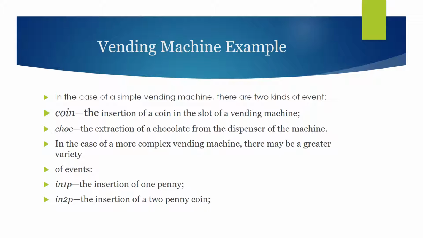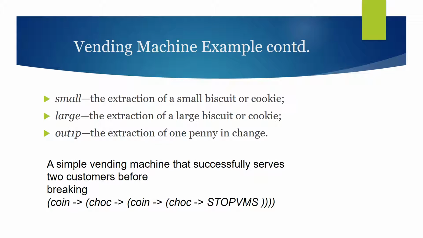In1p, the insertion of 1 penny. In2p, the insertion of 2 penny coins. Note that each event name denotes an event class. There may be many occurrences of events in a single class separated in time. A similar distinction between a class and an occurrence spatially separated is mentioned in the example.